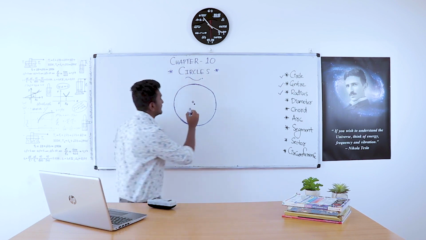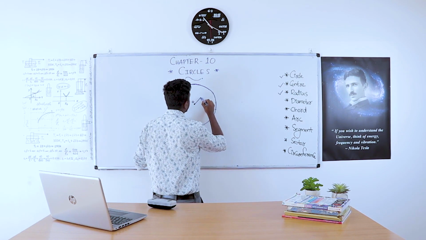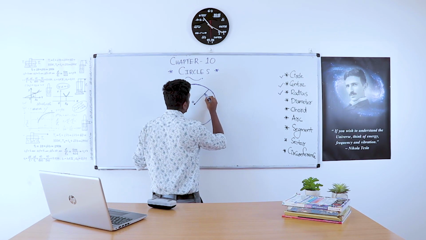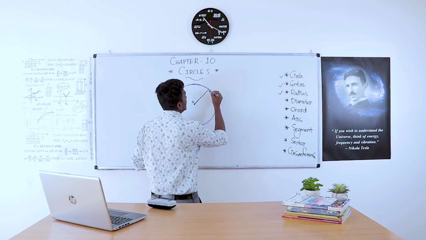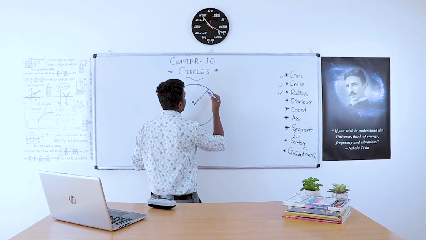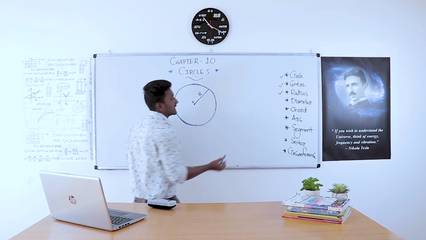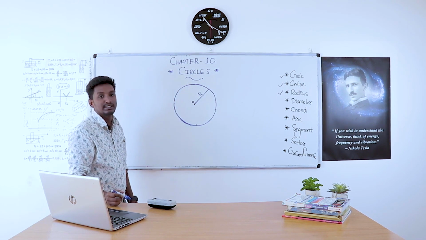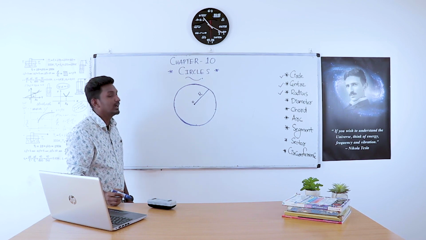And from the center of the circle, the distance between the center to the circle is a fixed distance and is called the radius. I am marking the radius as R.